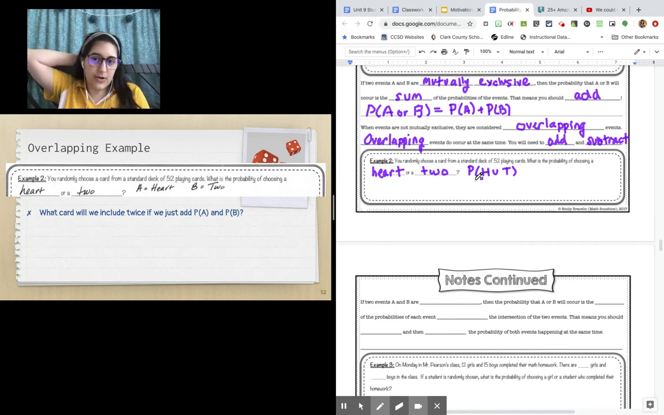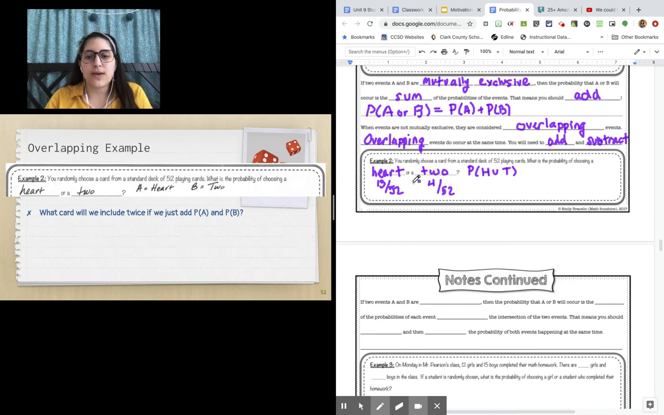So if we think about a deck of cards, there's one card that'll be included twice if I just add the heart and the 2. So let's think about how many heart cards there are in the deck. There's the ace, 2, 3, 4, all the way up to a king. So there's 13 heart cards out of 52 total. And then for 2s, there's 4 2s in every deck. Okay, so 4 out of 52.